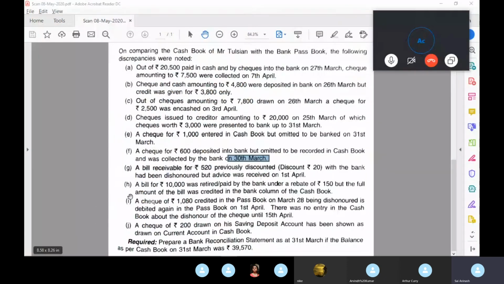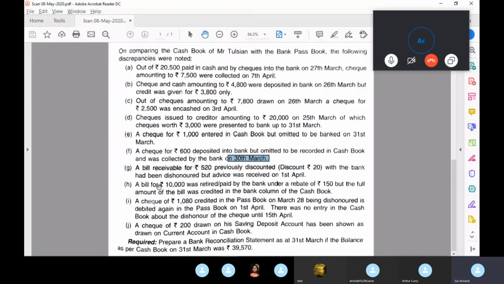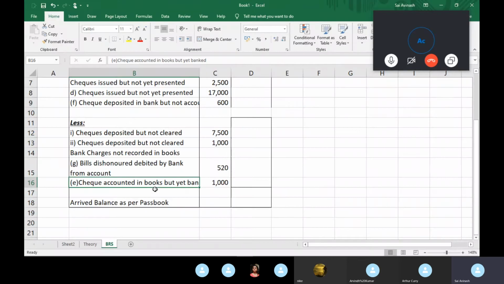So next is number H. A bill for 10,000, retired and paid by the bank under a rebate of 150, but the full amount of the bill was credited in the bank column of the cash book. So I received only 10,000 minus 150, 9,850, but I accounted it as if I received the entire 10,000, which means that my books are higher by 150. My bank balance would have increased only by 9,850, but my books have increased by 10,000. So to match it, I have to reduce my books by the difference, 150. Right?